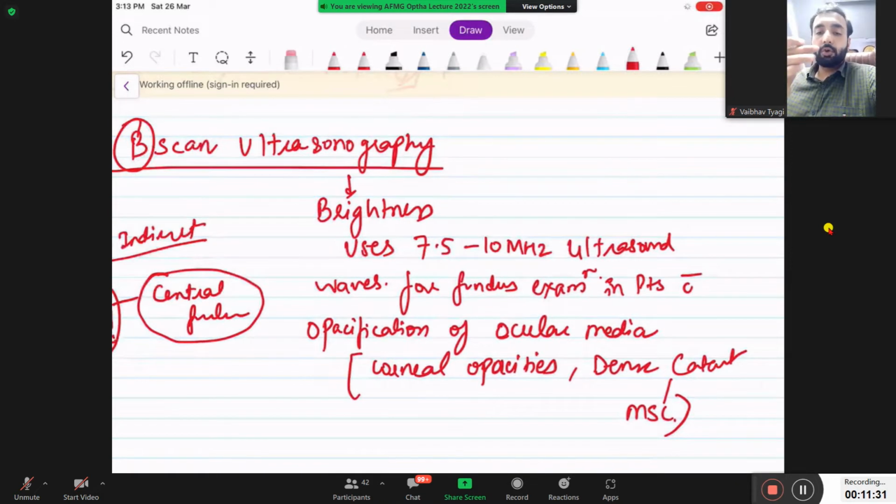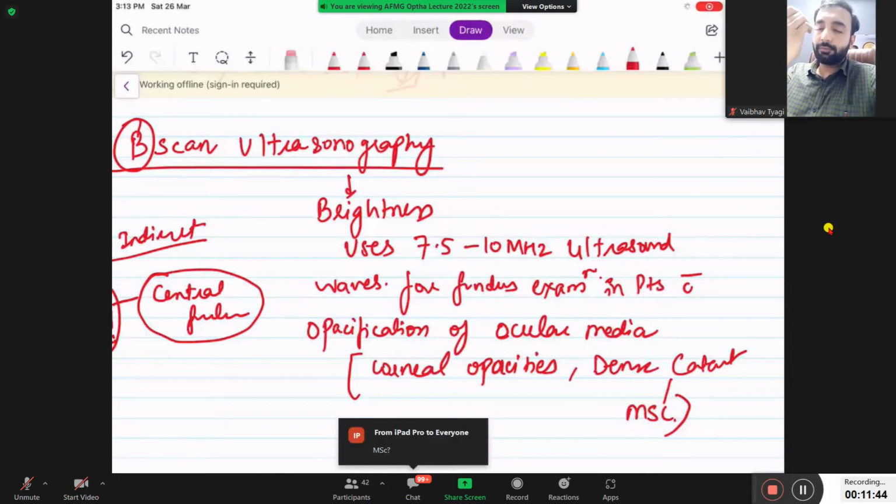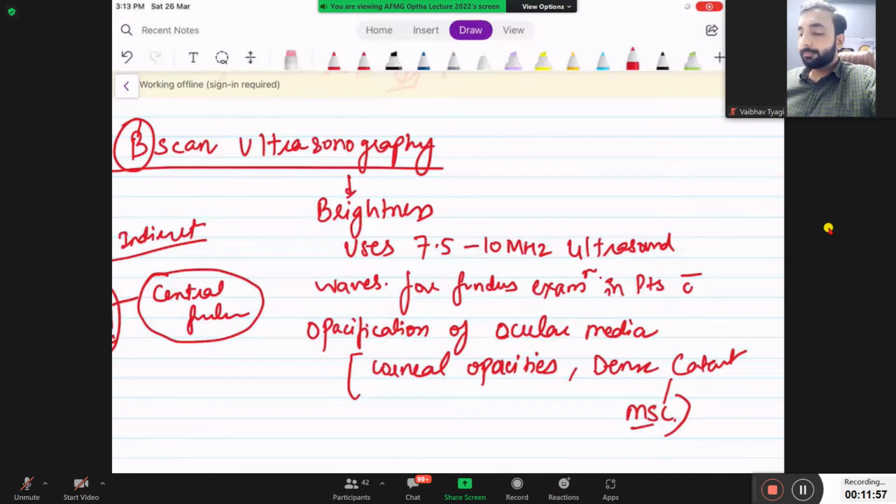So this is a probe which is attached to a screen, and on this probe, a jelly is applied over the eyeball, right? And this probe is touched over different sectors of the eyeball to get the images on the screen. MSC is mature senile cataract, pearly white in color. Because it is mature, you cannot see the retina behind this cataract. Okay. So in those cases, we do B-scan ultrasonography.